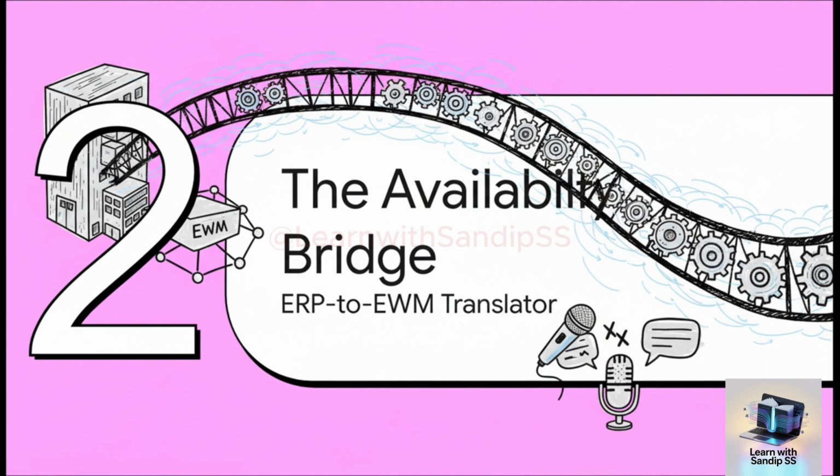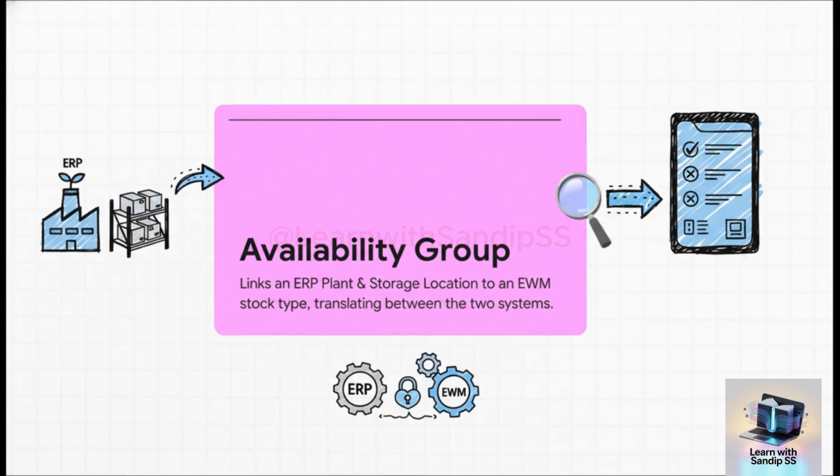We need a translator, right? Something that can take the ERP's language of storage locations and translate it into EWM's language of physical stock status. And that, my friends, is the availability group. It's our bridge. And here it is, the formal definition. But let's break it down. An availability group is just a piece of configuration. It's a simple rule. All it does is tell EWM, whenever you see stock coming from this particular plant and this particular storage location, I want you to treat it with this specific status inside the warehouse. That's all it is.